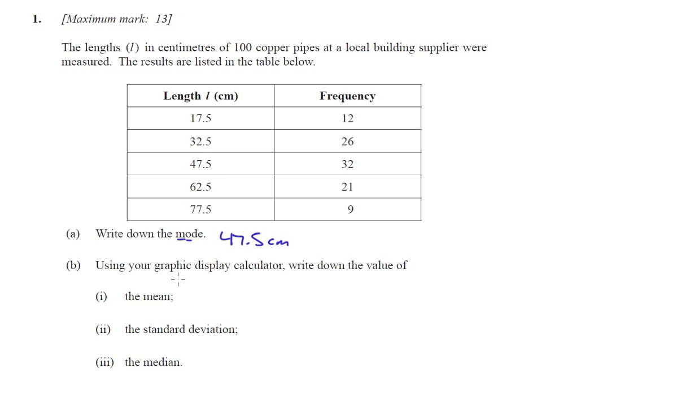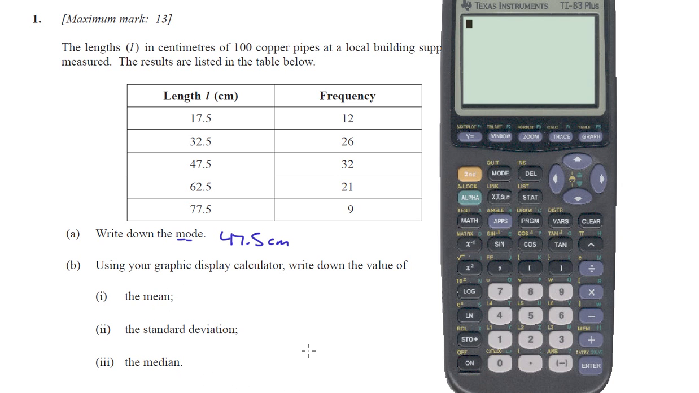Using your graphic display calculator, write down the value of the mean, standard deviation, and median. Okay, so to do that on our graphing calculator, you go into Stat and edit our lists. We're going to enter all this data in list 1. The frequency will go in list 2.